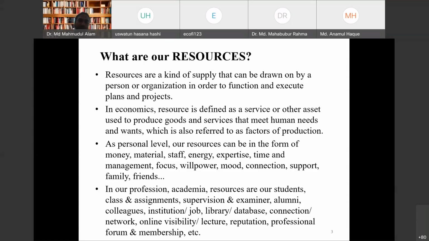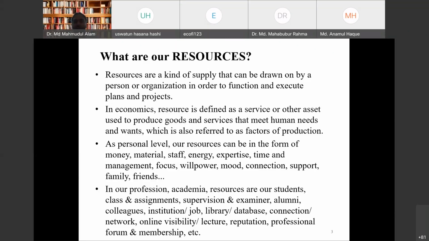At the personal level, the resources include obviously our money, wealth, and then others, our materials, stuff. So my laptop is a good resource. And then my energy, my health, and then my expertise, time, and even my mood and motivation. These are good personal-level resources. And then comes the professional level.